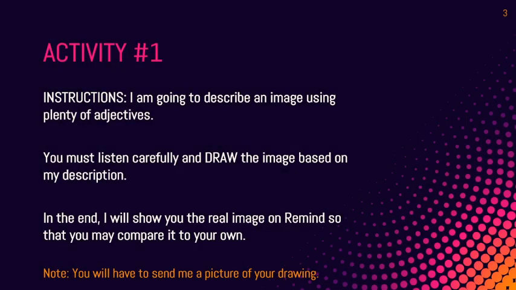Alright, so here's the first activity. For this one, you're going to need the piece of paper and the pencil that I mentioned before. For this activity, I am going to describe an image using plenty of adjectives. As you know, an adjective is a word that is used to describe. Adjectives include beautiful, tall, wide, long. Colors are also adjectives. So any word that I use to describe an object that can make you visualize it is usually an adjective.